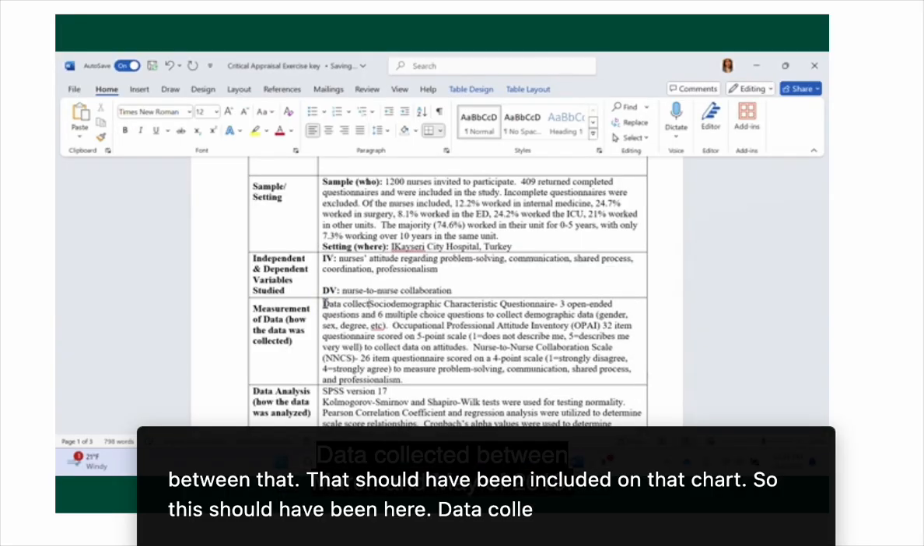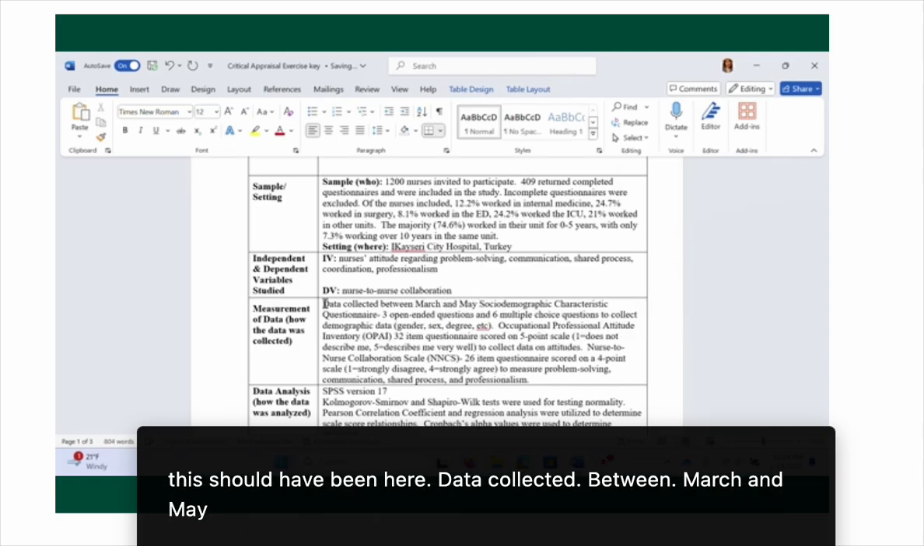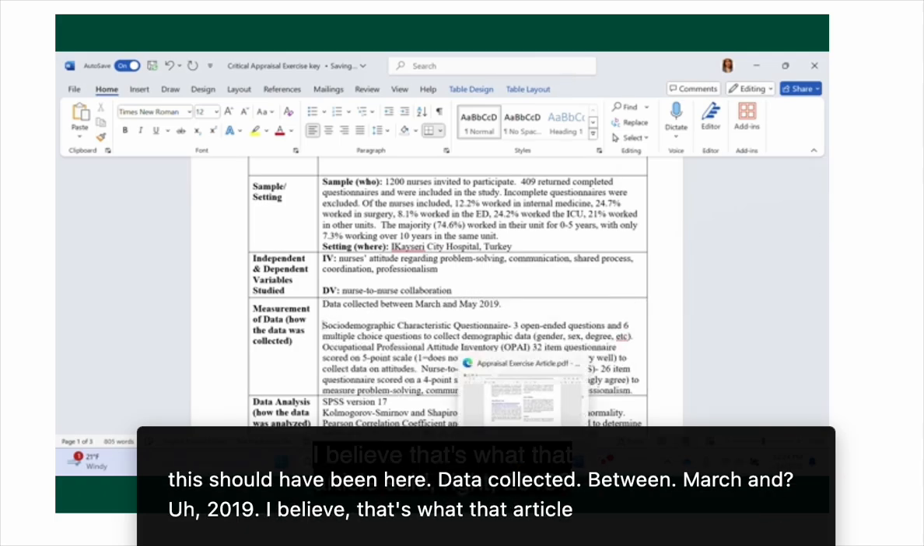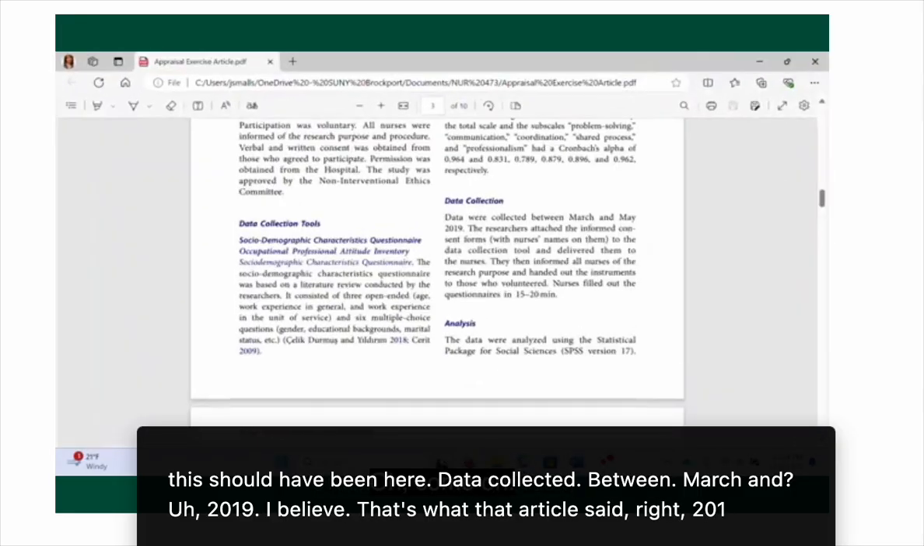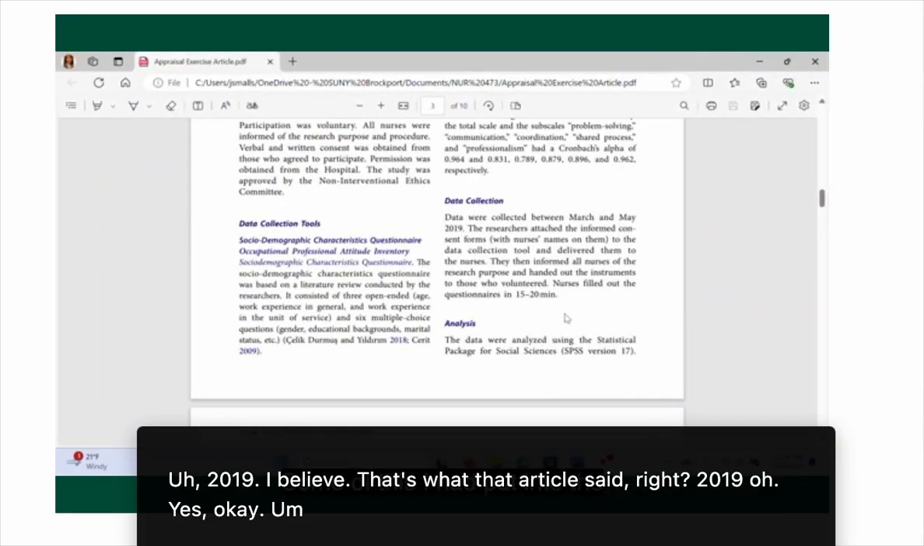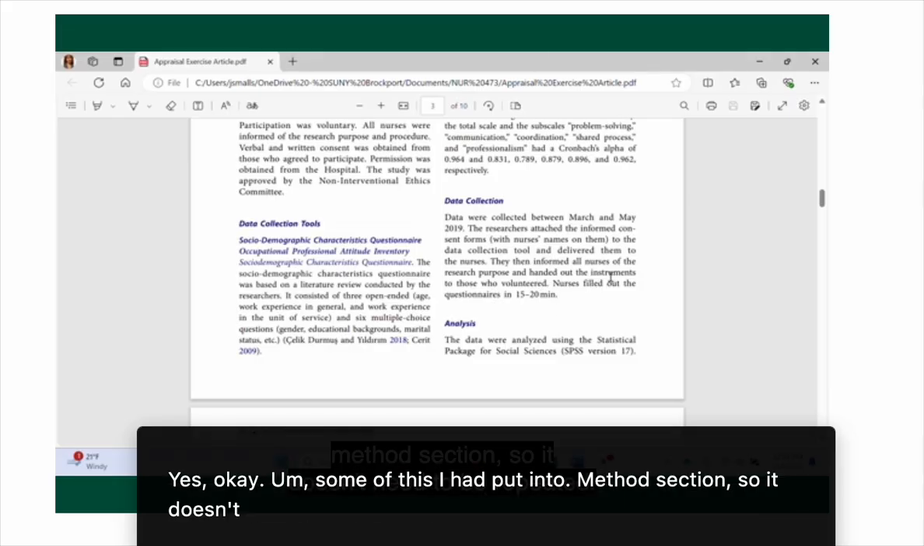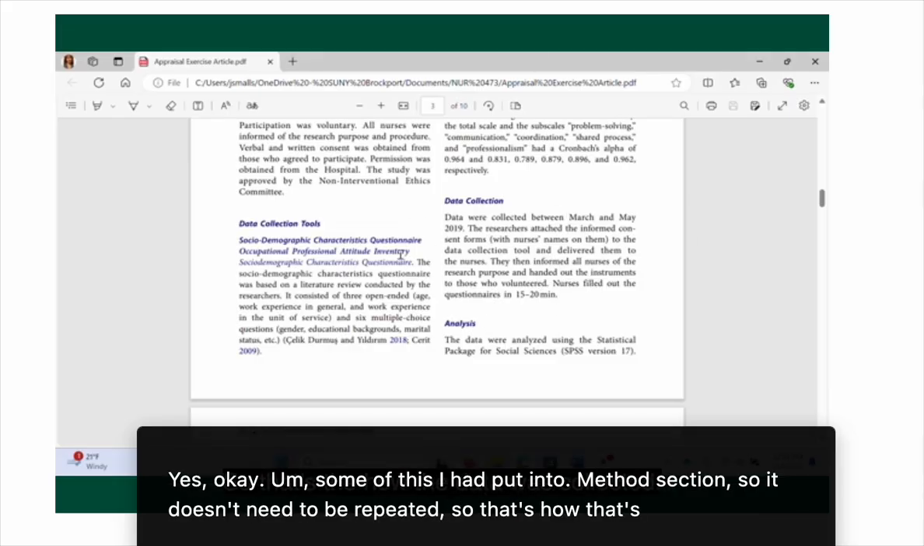Data collected between March and May of 2019. I believe that's what that article said, right? 2019? Oh, okay. Yes, okay. Some of this I had put into the method section, so it doesn't need to be repeated. So that's how the data was collected.